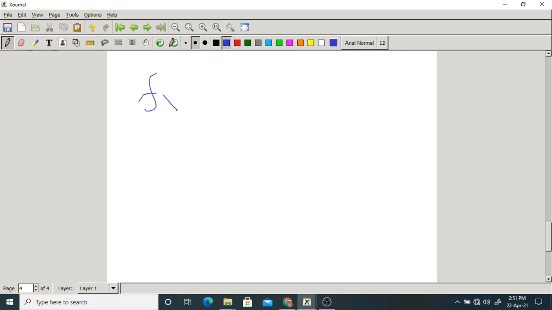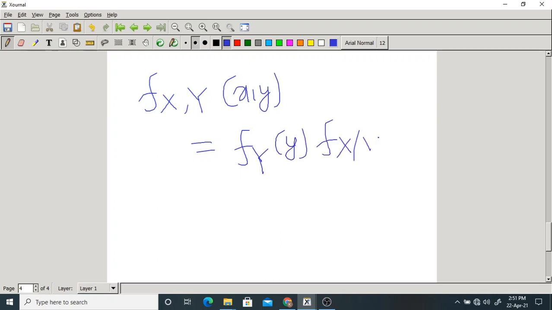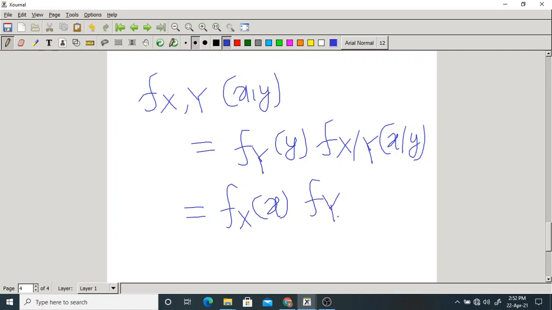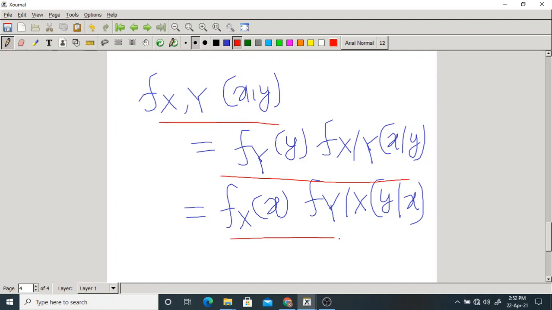So how to write this? There are two formulas. f of x comma y of x comma y can be written as f_Y of y into f of x given y of x given y. What is one more way of writing? f_X of x into f of y given x of y given x. There are two formulas for this joint PDF. These are very, very important.